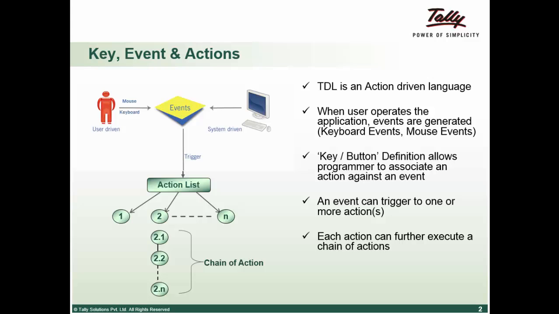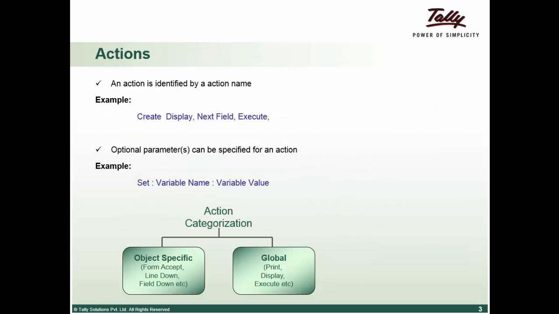The action list can be multiple and the key or the button definition allows the programmer to associate an action against an event. So when I say Control A, that is the event and the action is to accept the voucher entry. An action is identified by its name, like create, display, field next, execute, print. Depending upon the kind of action it is, there are certain optional parameters for a few actions.